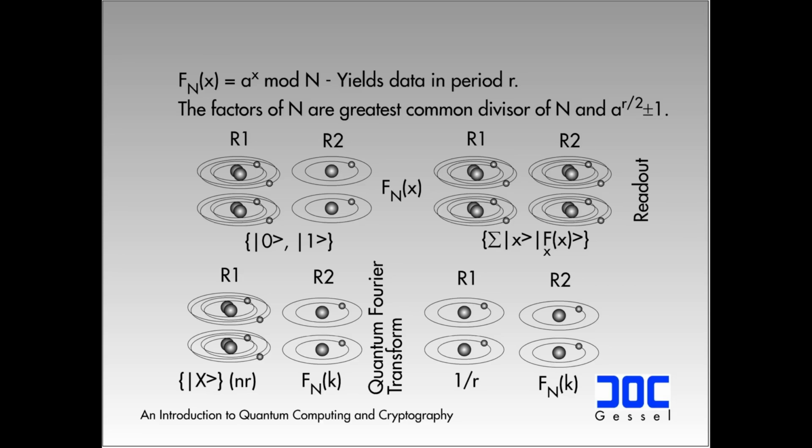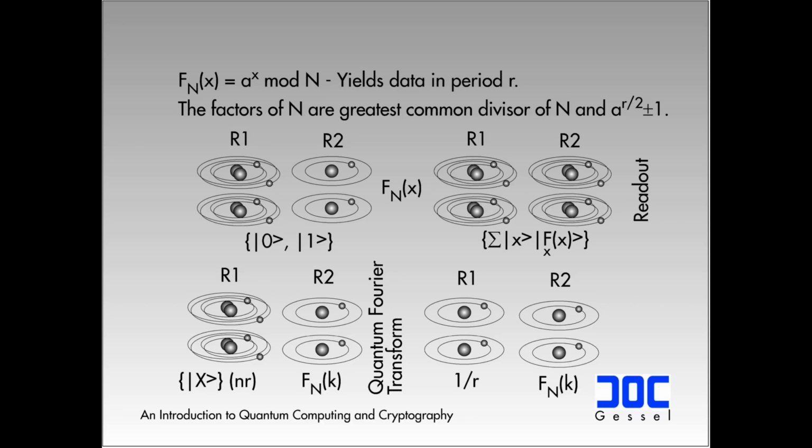And from that period, we find the greatest common divisor of the number n that we were looking for, and a plus or minus r over 2, the second line there. We apply that function classically, and we get an answer almost instantly. That's how a quantum computer can break factorization. The reason why it works is that the gates, that function, is applied to all of the bits in the register simultaneously. That's where the power comes from.